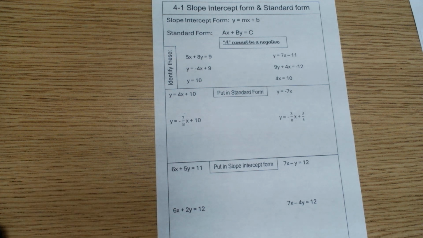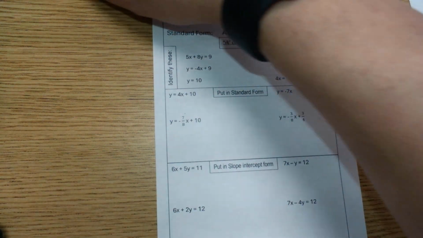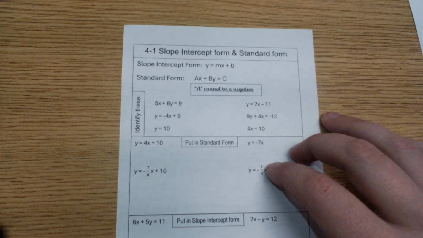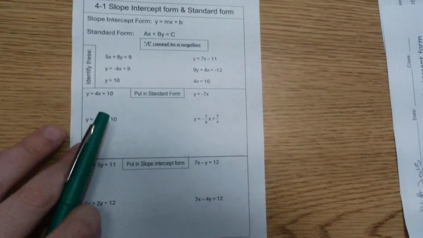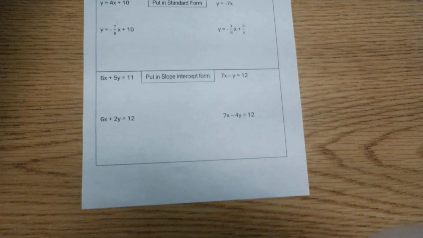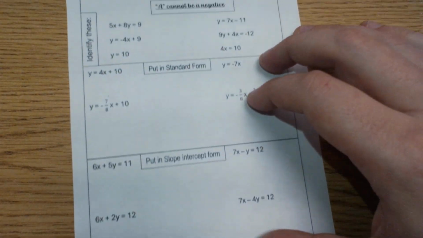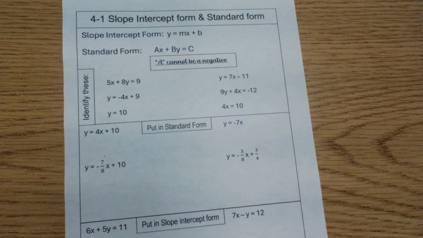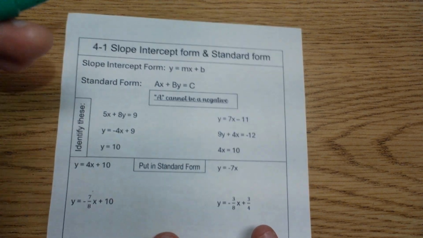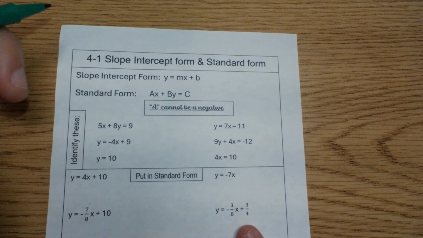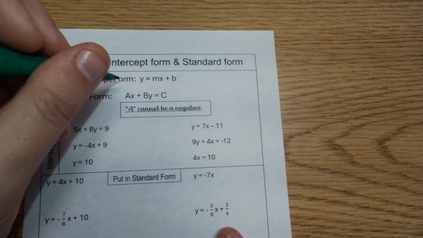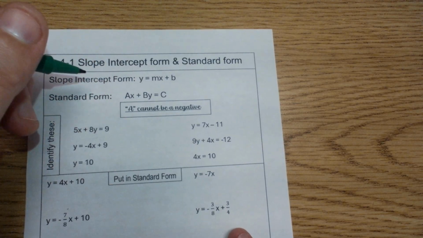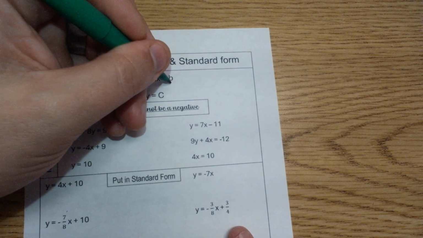All right, we're looking here at 4.1, going over slope-intercept form and standard form. As we're working on that, zoom that in a little bit. A couple of reminders about our different forms. First, slope-intercept form is kind of our most useful form. We use it if we're typing into the calculator or if we're graphing it.